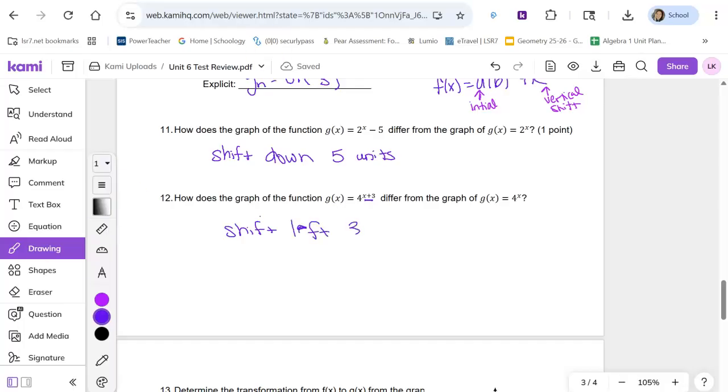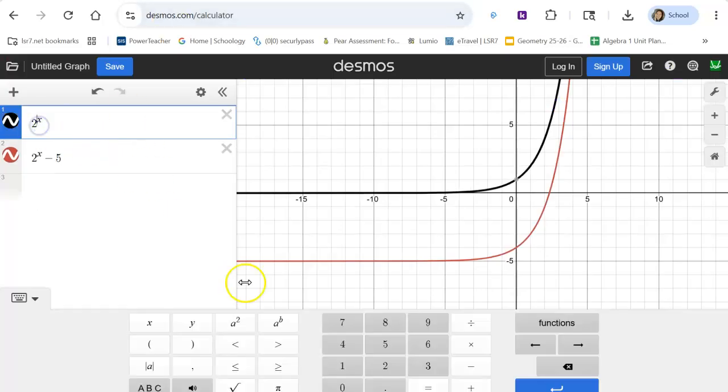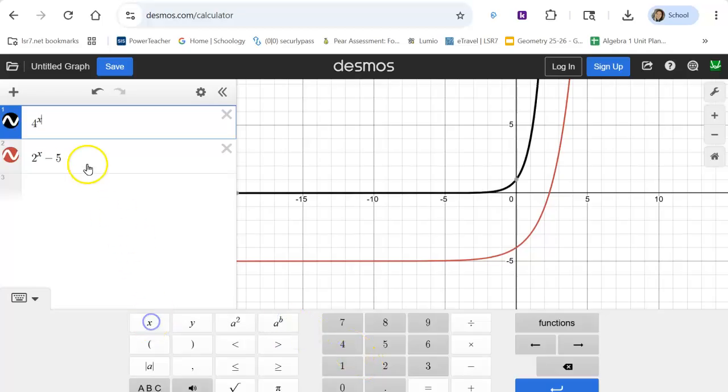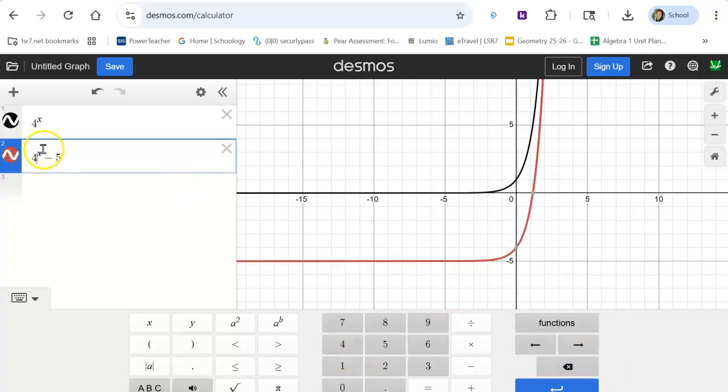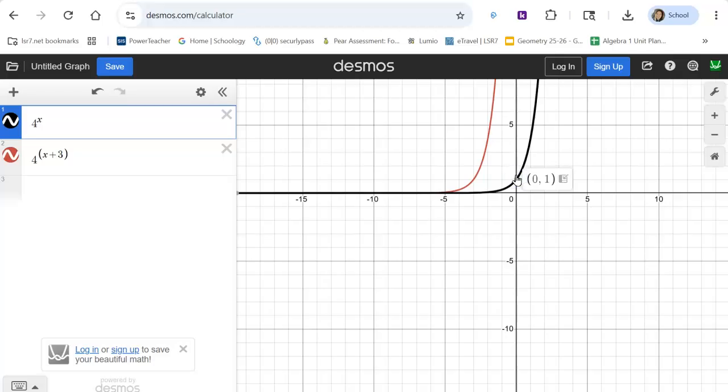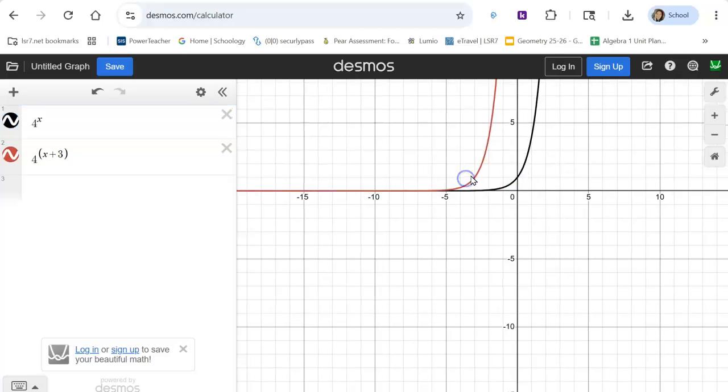Now I can again go to my Desmos, and I can do 4 to the x power, and then 4 to the x power plus 3. If you do this in Desmos, you have to put parentheses around that exponent, otherwise it won't count it. As you can see, your intercept shifted to the left 1, 2, 3 units. Okay.